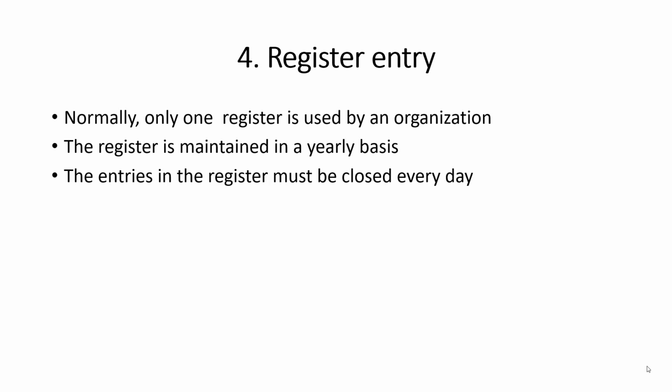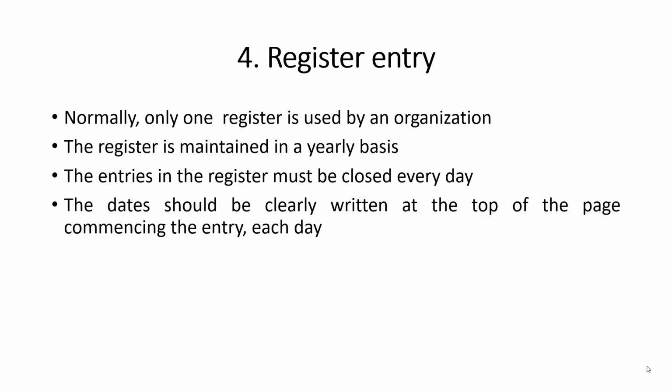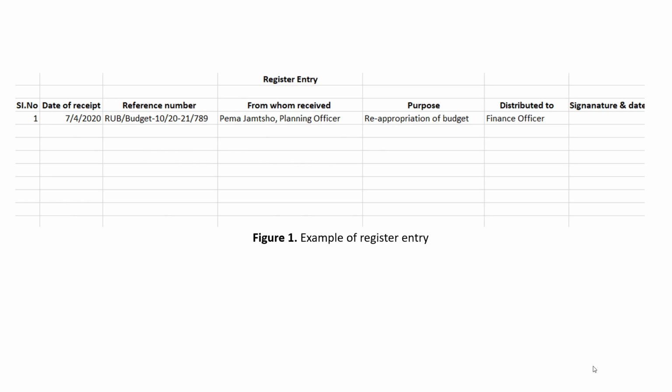The entries in the register must be closed every day. That is, it will start at 9 a.m. for most of the offices and then it should be closed by 5 p.m. The dates should be clearly written at the top of the page, commencing the entry every day. This is an example of register entry.